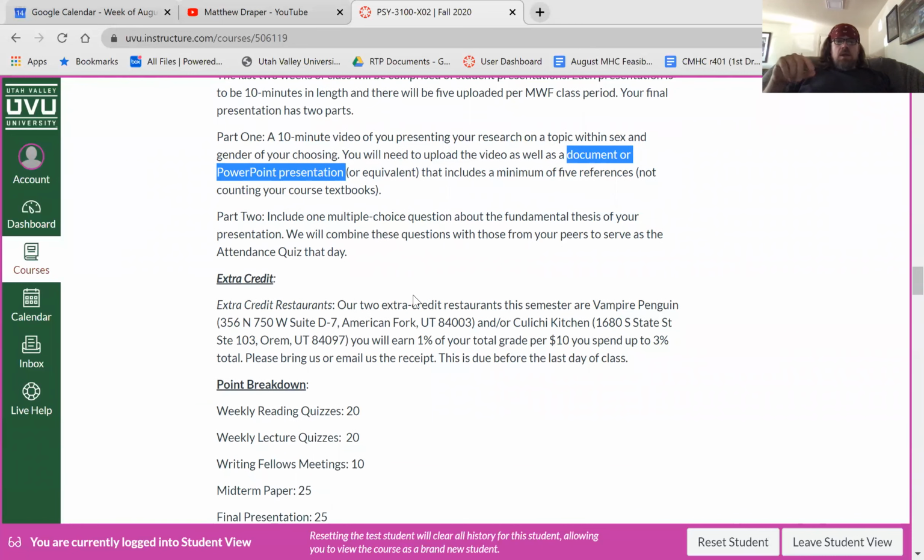Now here's some extra credit ideas. So this semester, I hope Vampire Penguin is still open. They were the other day. But Vampire Penguin, which is a little fancy shaved ice cream place, and then Culichi Kitchen, which, believe it or not, is a Mexican sushi joint. And they also have bomb tacos. I mean, you can't lose at Culichi Kitchen. So if you need a vegetarian option, let me know. There's a vegetarian restaurant actually pretty close to my house I'm very fond of. So if you're vegetarian, Vampire Penguin could still count because they have vegetarian options.